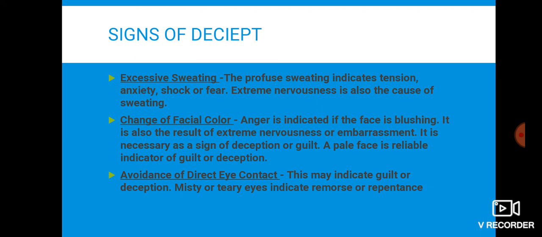Avoidance of direct eye-to-eye contact. This may indicate guilt or deception. Misty or teary eyes indicate remorse or repentance. Ito yung parang pag hindi makatitig sa iyo yung isang tao ng direct eye-to-eye contact na parang ninenervyos na parang guilty sa isang krimen.